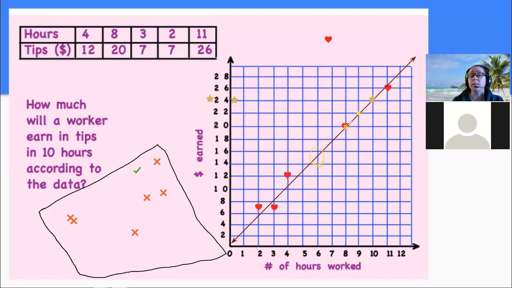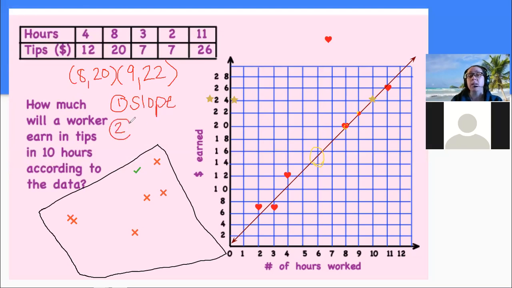The process is you get 2 points right on the line. So see, I picked 8, 20 and 9, 22. And then you find the slope using the equation, and then you find the y-intercept. And that is by doing point slope or putting it into y equals mx plus b and solving for b.